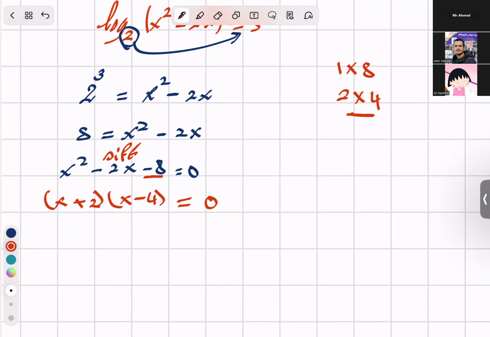And then it's going to be x minus 4 equals 0, and x plus 2 equals 0. So x equals 4, and then x equals negative 2. Did you get it? Yes.